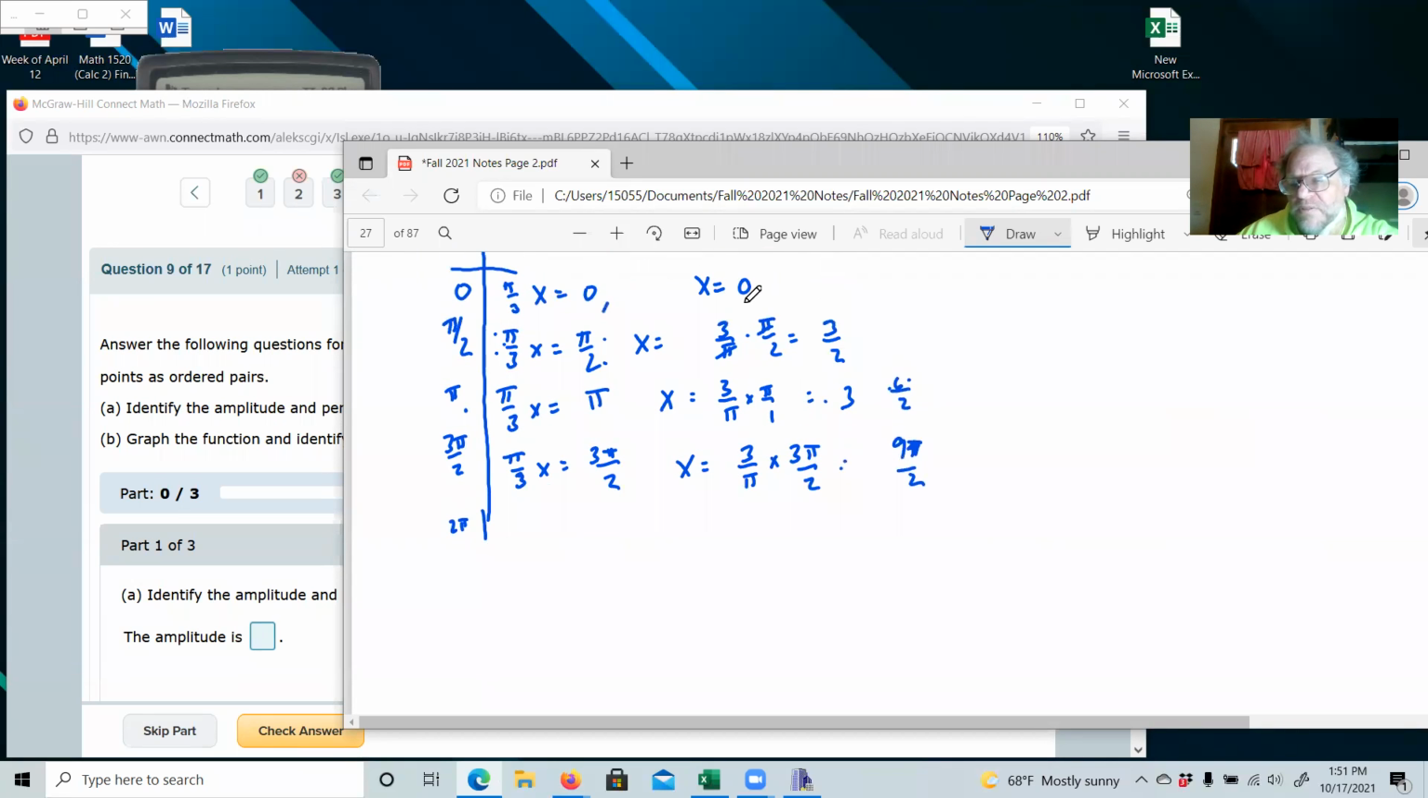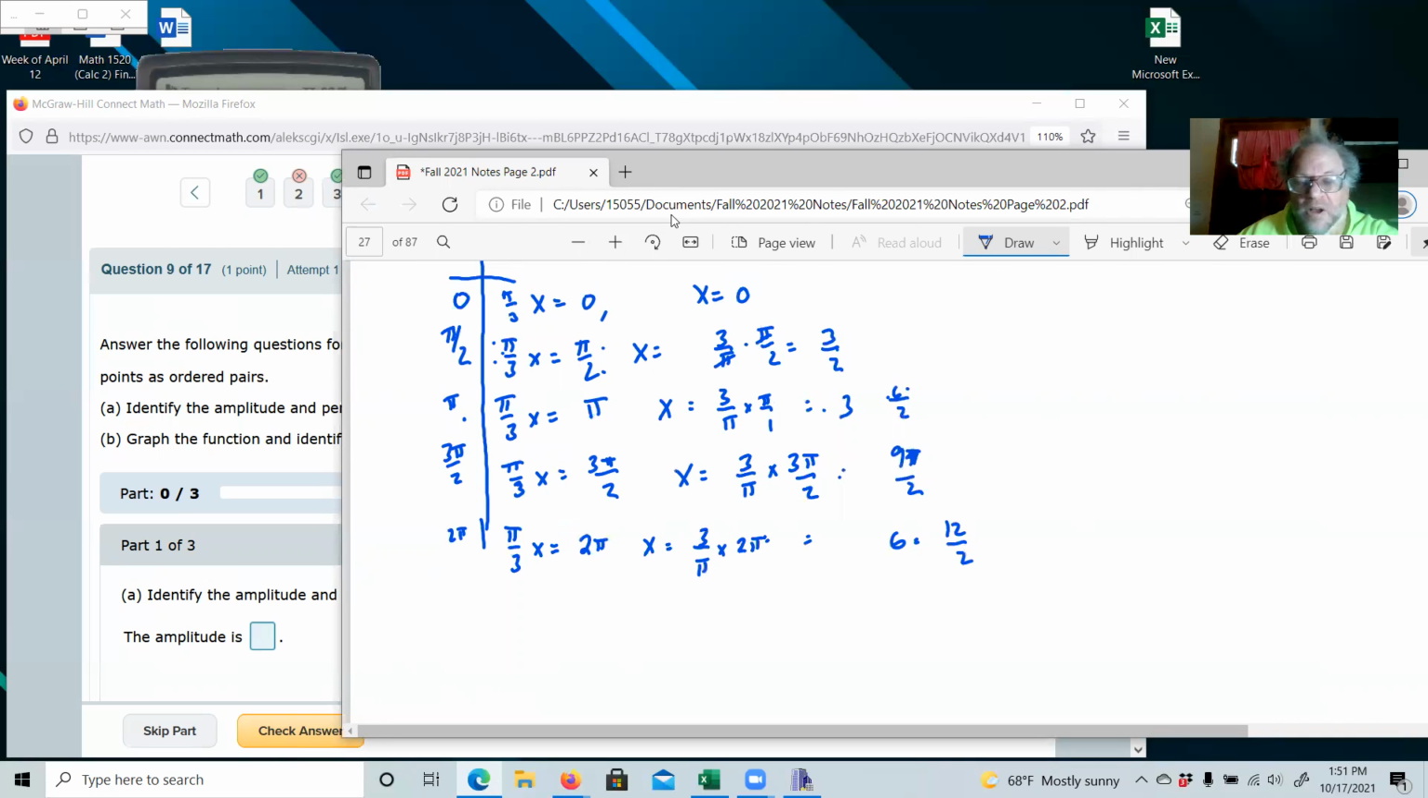Why do I want to do that? Well, 0, 3, 6, 9. You want to bet the next one's going to be 12. 12 over 2. So this is pi over 3 x equals 2 pi. X equals 3 over pi times 2 pi. The pi's cancel. We get x equals 6, which is equal to 12 over 2. So 3, 6, 9, 12 over 2. That's how we can graph this thing.